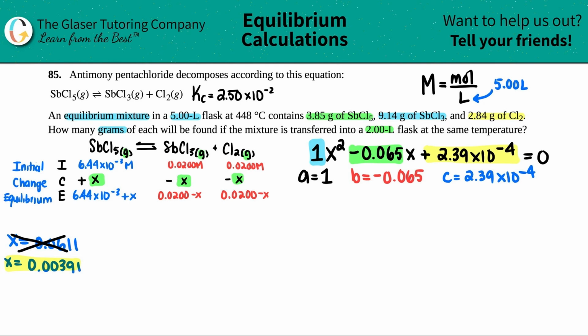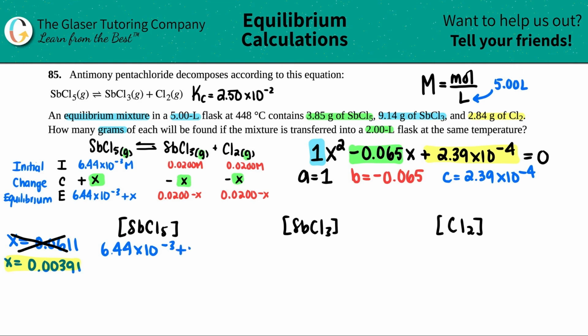So let's just plug in everything here. I'm just going to compartmentalize. So I have SbCl5, I have SbCl3, and then I have Cl2. So in this case, I'm just going to plug it in for x, right? So 6.44 times 10 to the negative 3, it was plus x. And maybe I'll just go across the board here. This was minus x, and this was the same thing. 0.0200 minus x.